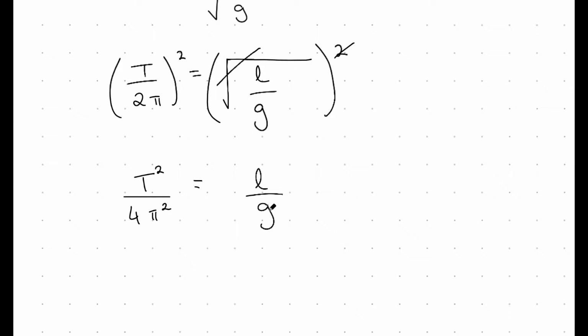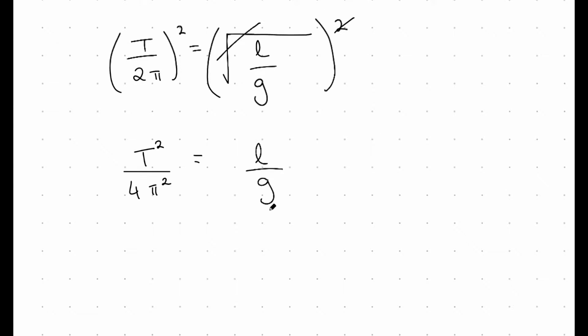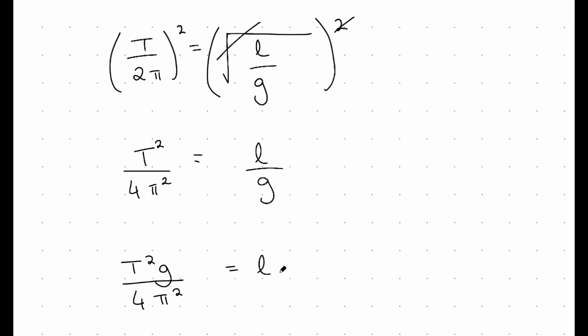So we're almost there now. I've got L divided by G, so I need to ask myself, how do I undo that division by G? And the opposite of division is multiply, so I'm going to multiply up by G. And I'm going to get t squared multiplied by G all over 4 pi squared is equal to L. And there's the first expression rearranged to give us L.